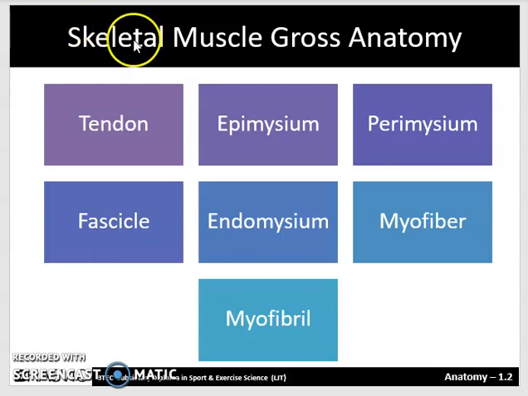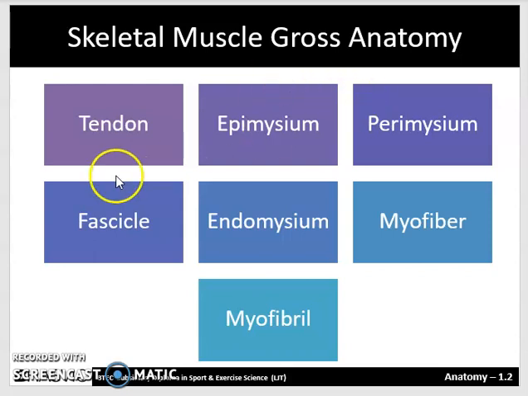Now we move on to skeletal muscle growth anatomy. The tendon is connective tissue that covers the outside of our muscle. The outer muscle we have is called the epimysium, and it's continuous with the tendon. It helps protect our muscles so they don't shear against the bone.